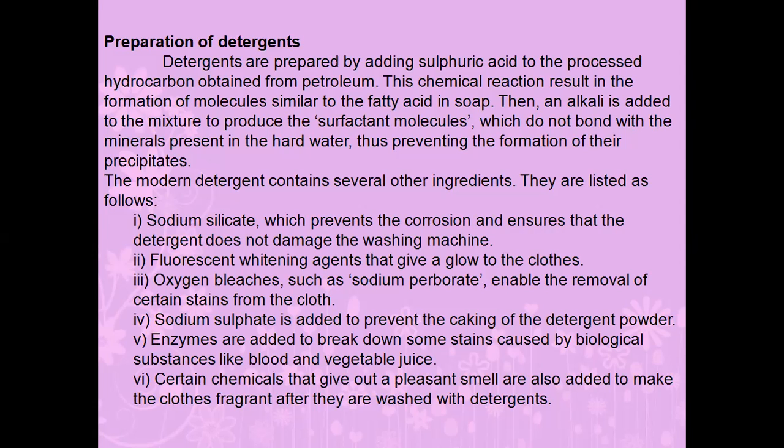The next one is fluorescent whitening agents that give a glow to the clothes. We are washing the cloth, it is removing the dirt and oil, so it gives a glow to the cloth. So the fluorescent whitening agents are used to give a glow to the clothes. Next one is oxygen bleachers such as sodium perborate, which enable removal of certain stains from the cloth.